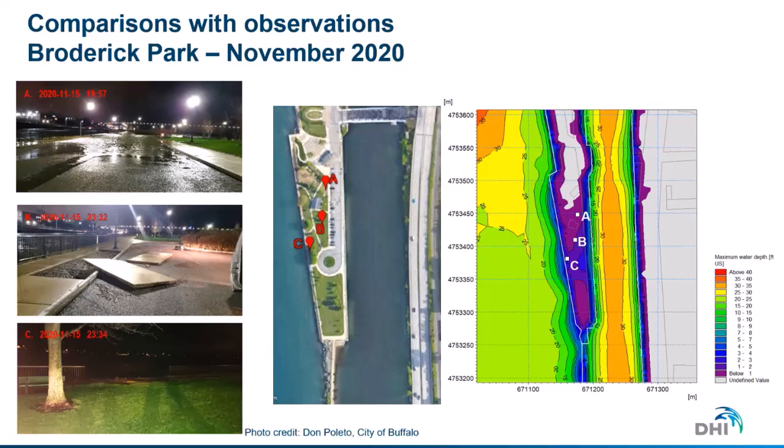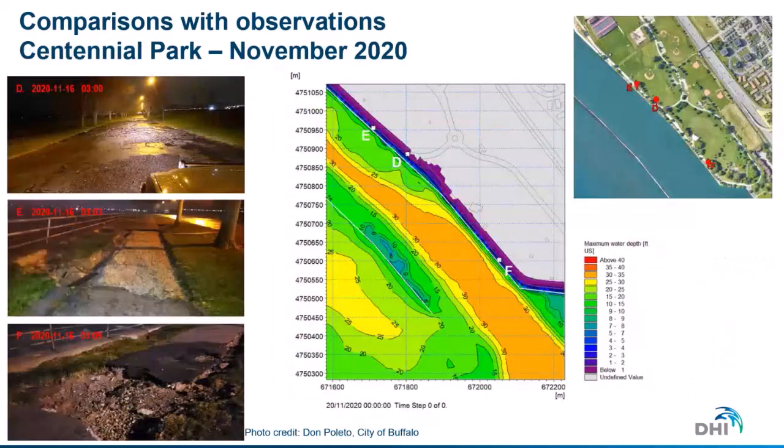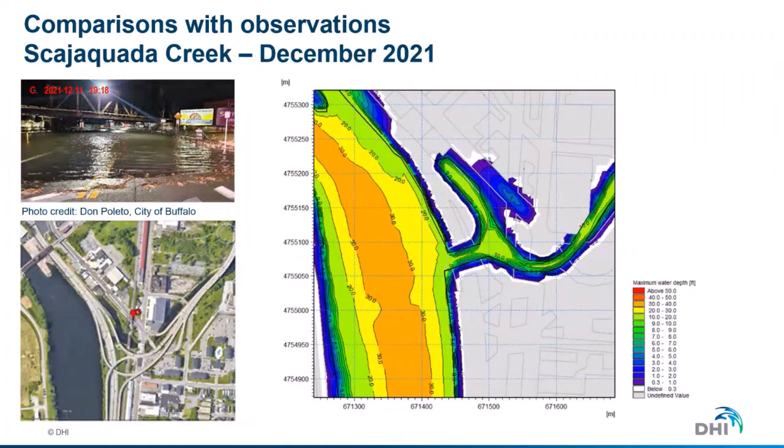For example, the City of Buffalo. We have some information from the city, some nice pictures showing the damage caused, for example, by this November 2020 storm and the December 2021 storm as well. We can see the flooding below this highway here on Scajaquada Creek, and the model could properly represent this flooding in this area, and we were happy with these results as well.